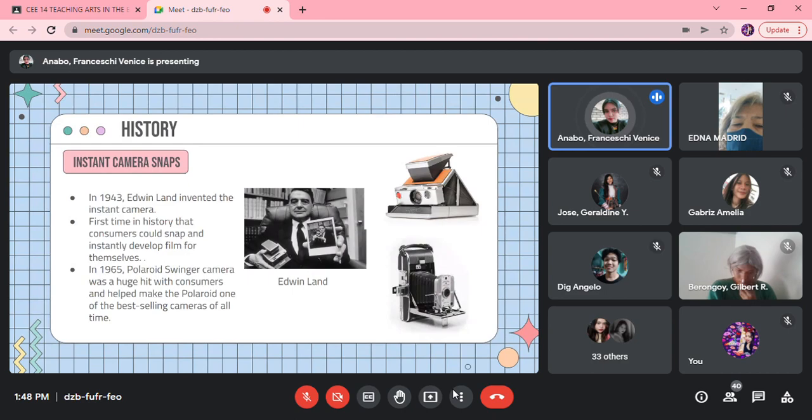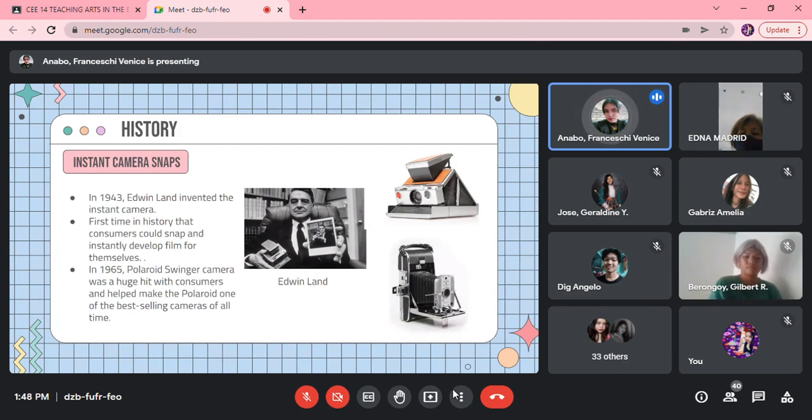In 1965, the Polaroid Swinger camera was a huge hit with consumers and helped make the Polaroid one of the best-selling cameras of all time. So we have two examples of instant cameras. The first picture, nasa taas, yan yung mas kilala natin na itsura ng Polaroid camera. Then yung nasa ibaba, yan yung isa pang klase ng instant camera that we usually see sa movies.